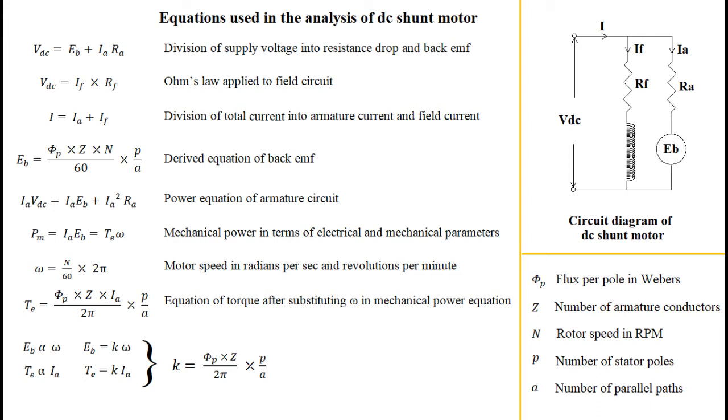Left hand side of this equation is power supplied to motor and right hand side is power consumed by resistance of armature and power converted from electrical to mechanical form. The first term on right hand side is converted power and second term is armature copper losses. We may describe converted power in terms of mechanical parameters. This converted power is shown in next equation and symbolized by Pm.